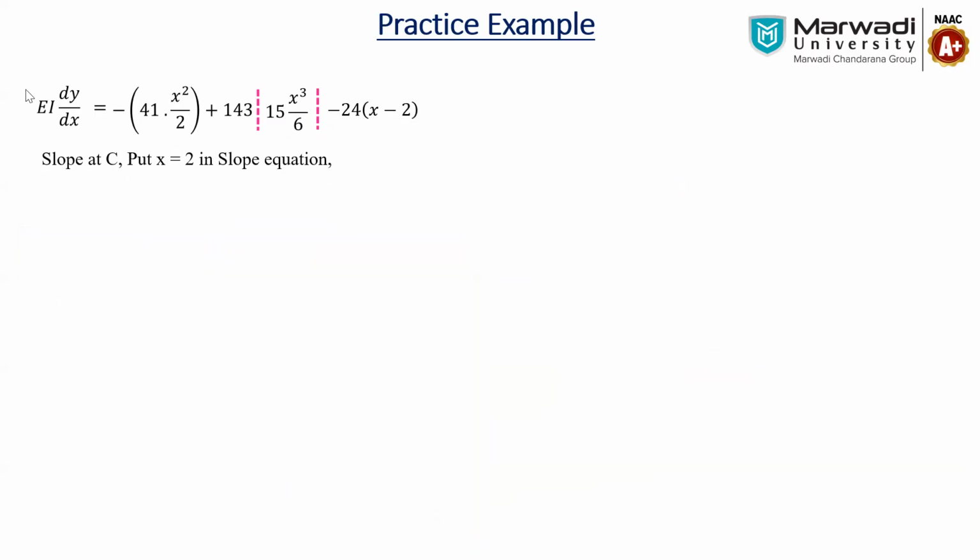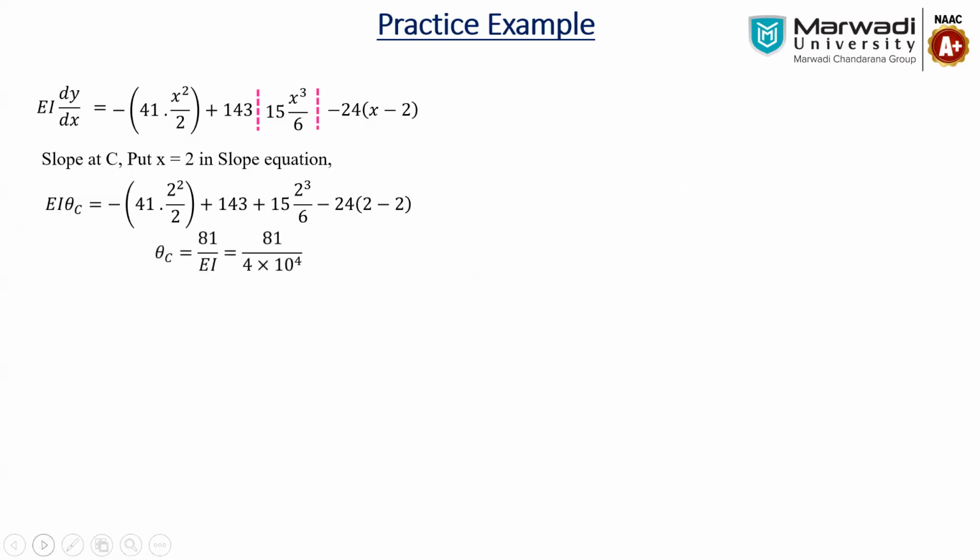So here we will get theta c, that is the slope at C, and in place of x we have to put the 2, right? So the last term will become 0, and if we do the rest of the calculation, theta c will become something like 81 by EI, and the EI value is given in the initial data, that was 4 into 10 raised to 4 kilonewton meter square, so we don't have to convert any unit. So finally we will get the answer 2.02 into 10 raised to minus 3, and the unit is radian.